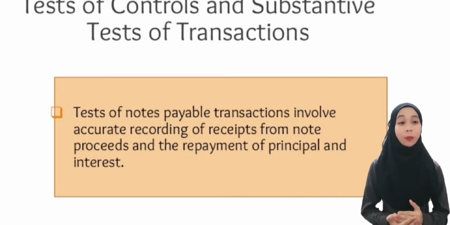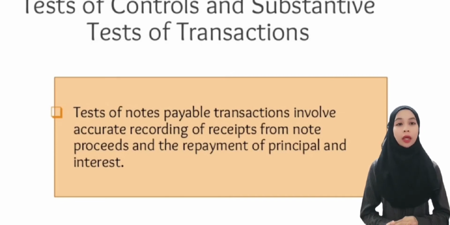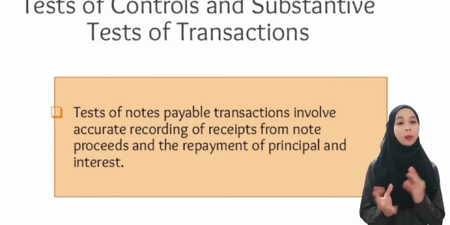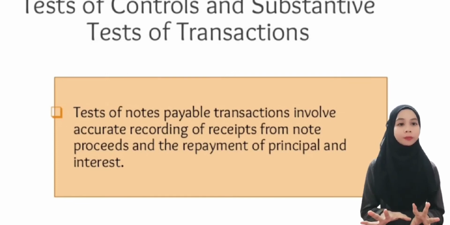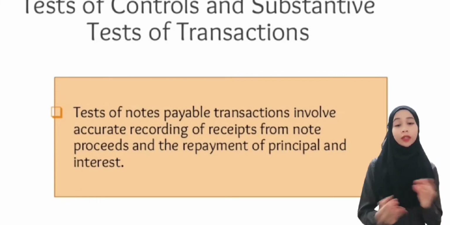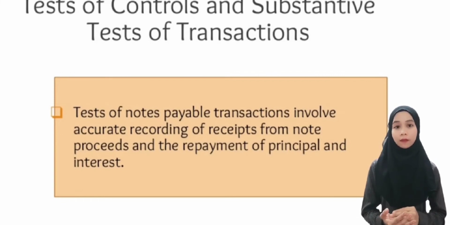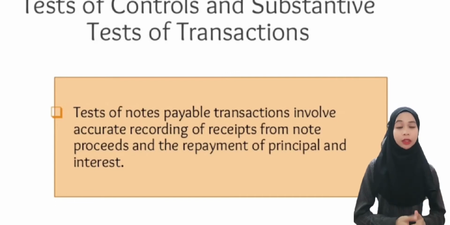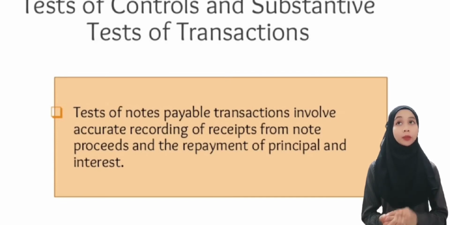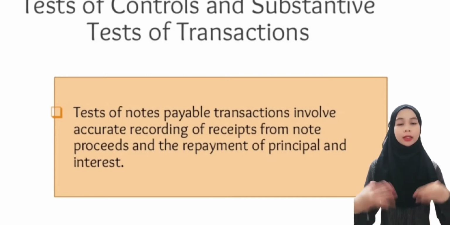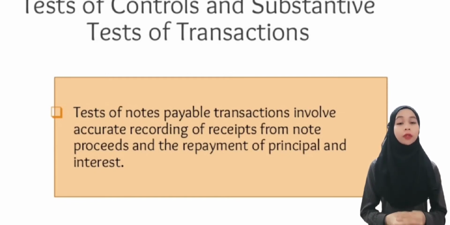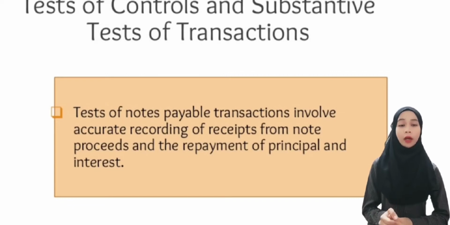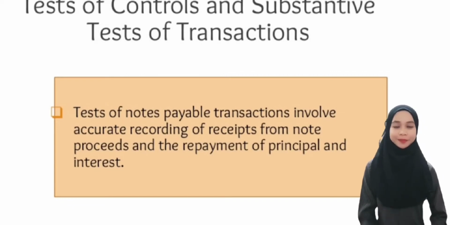Alright, tests of notes payable transactions include the issue of notes and also repayment of principal and interest. These audit tests are part of the test of control and the substantive test of transactions for cash receipts and cash disbursements. And the test of control for notes payable and related interest should emphasize tests of the four internal controls that I've explained before.